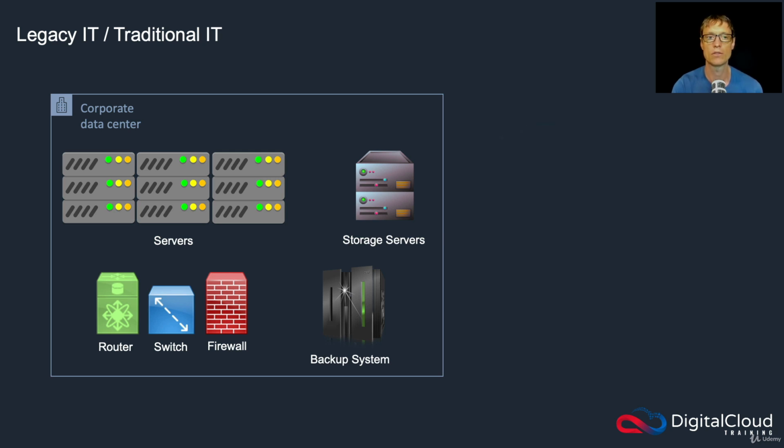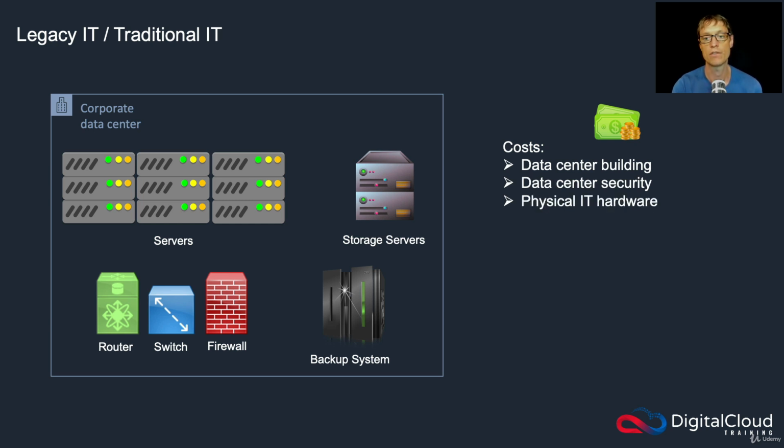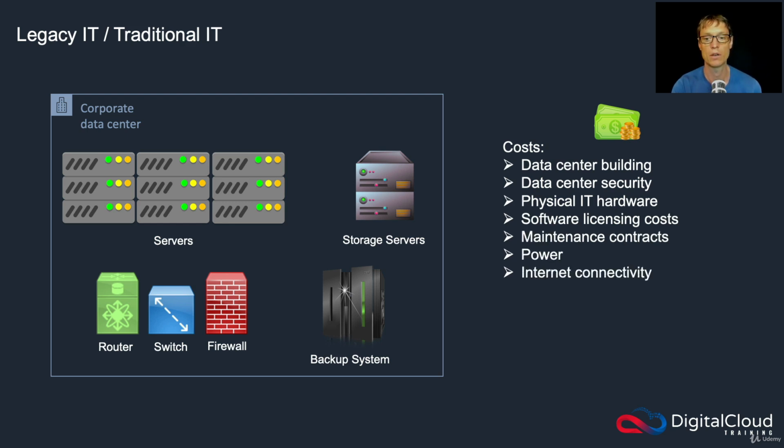So what are the costs of having your own infrastructure in your own data center? Well, you've got the data center building. You might lease that, but it's still quite a bit of a cost. You've got data center security staff. You've got physical IT hardware that you've got to purchase. You've got your software licensing costs, your maintenance contracts, your power costs, and your internet connectivity. And then, of course, you've got your staff. So you've got more staff to manage this infrastructure because there's so many things that you need to do because you're taking full control of your entire IT infrastructure.